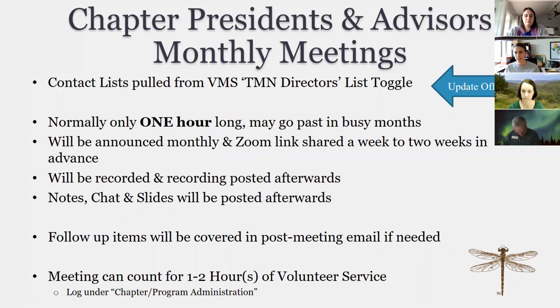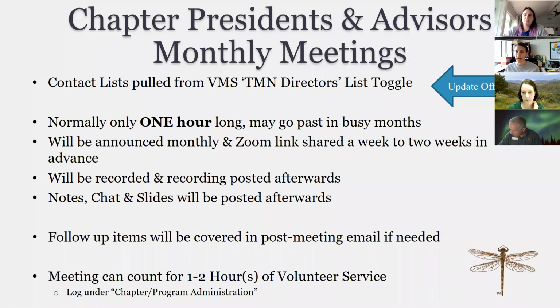We pull the contact lists for our chapter presidents meetings and advisors. Chapter presidents and advisors are both invited, but I shorten it and always call it the president's meeting. So I apologize if I'm leaving advisors off. It's just a mouthful of words. I will pull that contact list from VMS, from the director's toggle. Michelle's going to show you exactly where that is in just a second. So if I miss your email address, that is something that needs to be updated within your chapter's VMS role. And again, Michelle will talk about that in just a second.